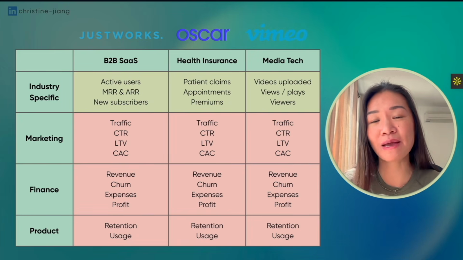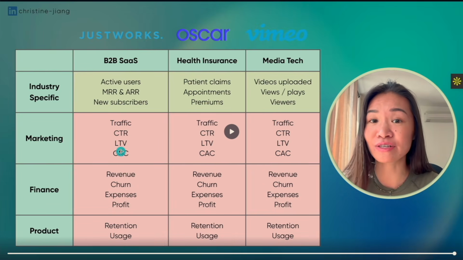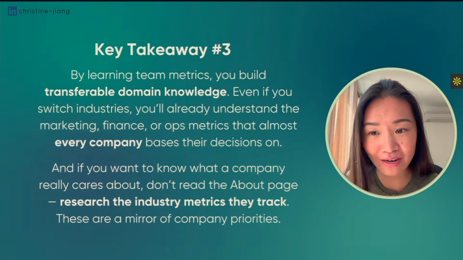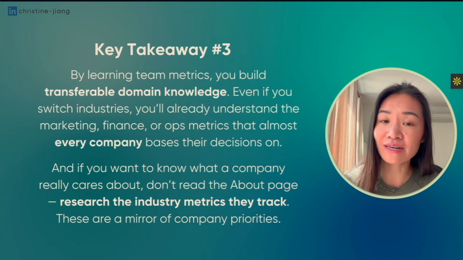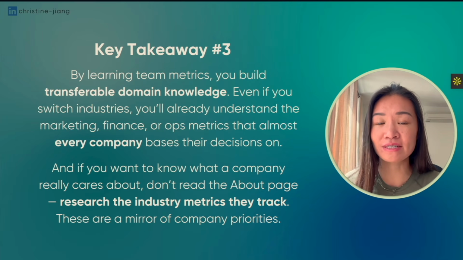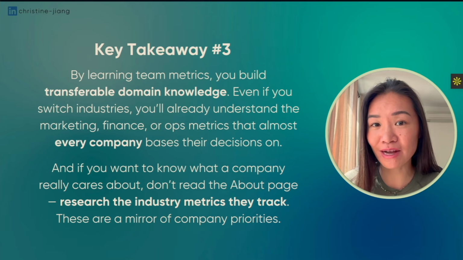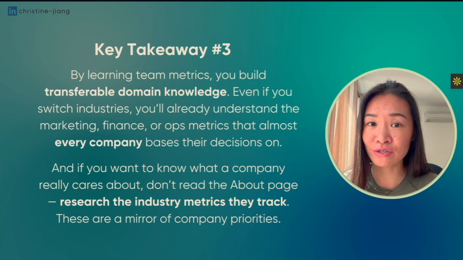Now, across these companies, they might call these metrics slightly different things internally, but I've simplified it a little bit for the learning here. But you can see that about 60 to 70% of the metrics actually overlap, which means that by learning team metrics, you can actually build transferable domain knowledge. So even if you switch industries or you're completely new to a certain field, you will already understand the marketing, finance, and ops metrics that are relevant to almost every single company. But if you also want to go a step above and really know what a company really cares about, then don't just read their about page or their mission statement. You should actually research the industry metrics that they track.